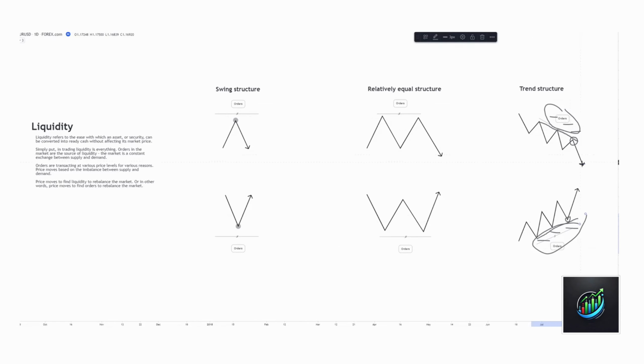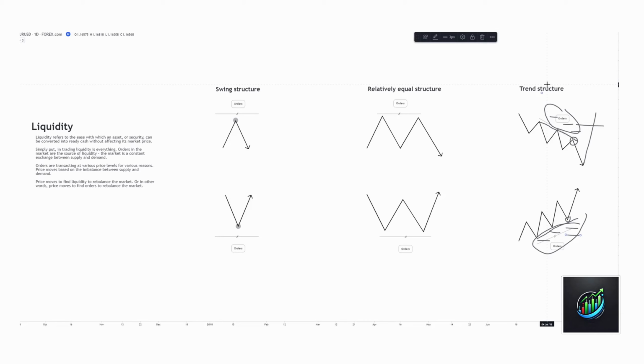A lot of people are also looking to trade breakouts. So again, all of these go back to the exact same thing. What is happening? What is being created? Big pockets of money, big pockets of orders. That's all that's sitting above these swing highs, these relatively equal structures, these trend structures.